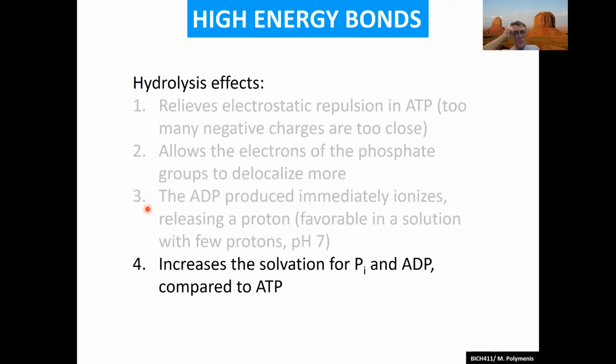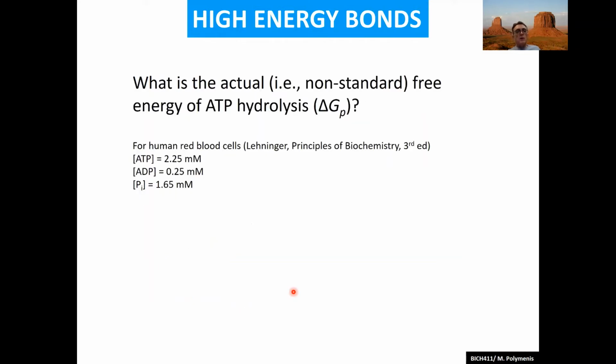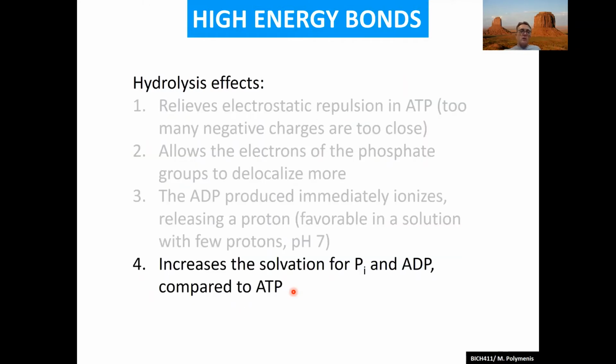And the fourth reason that this is a high energy bond, it releases a lot of free energy when it gets hydrolyzed, is that you allow more water molecules to bind to the products, phosphate and ADP, compared to the number of water molecules that could bind to the reactant, which was ATP. Okay? So for all these four reasons, this is why ATP hydrolysis releases so much free energy.